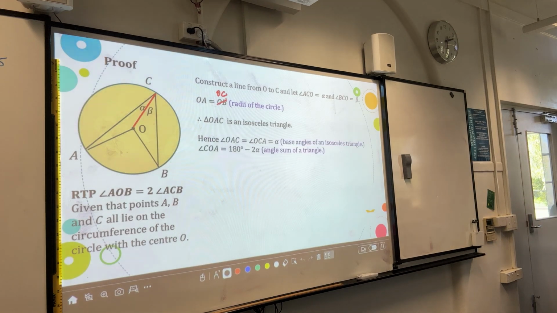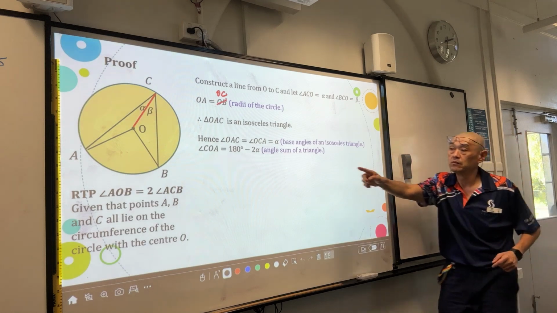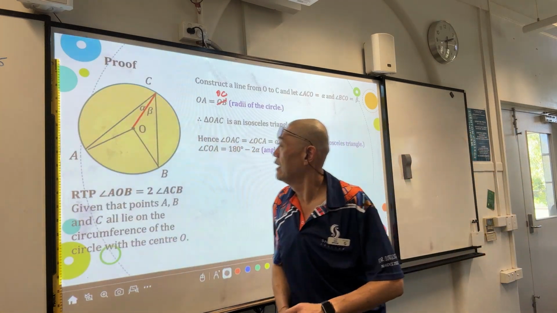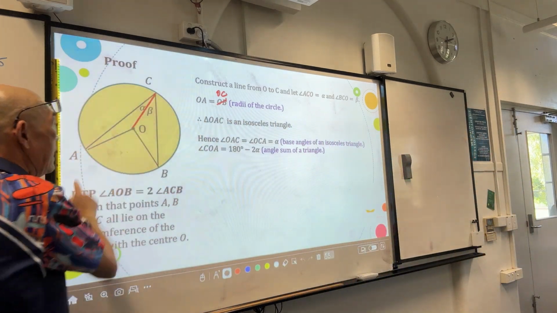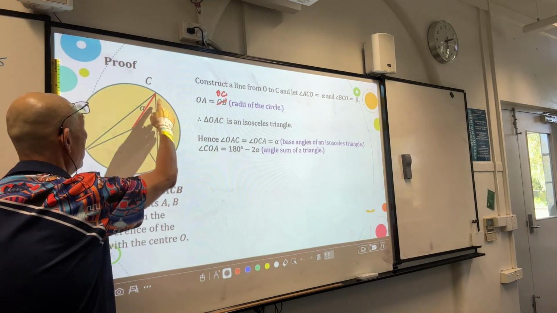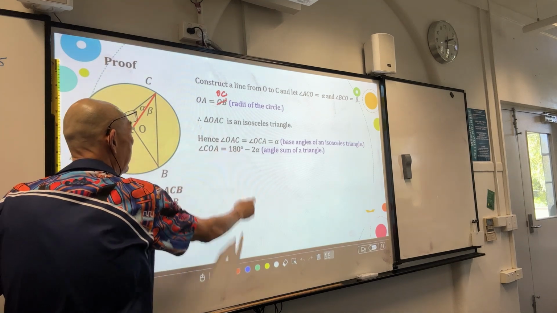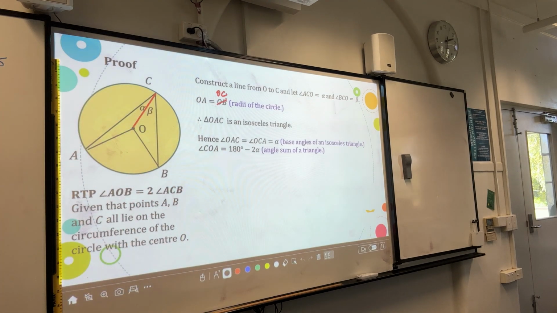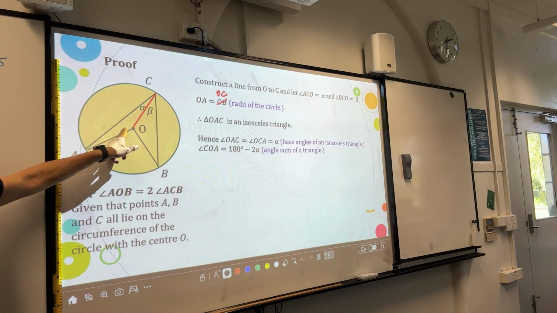And then from there, hence, angle OAC is the same as OCA, which is alpha. Then I give the reason, base angles of an isosceles triangle. Yeah? Step by step. And so, COA is therefore equal to 180 degrees minus 2 alpha. Angle sum of a triangle. Yeah? Got it? So now I found this.